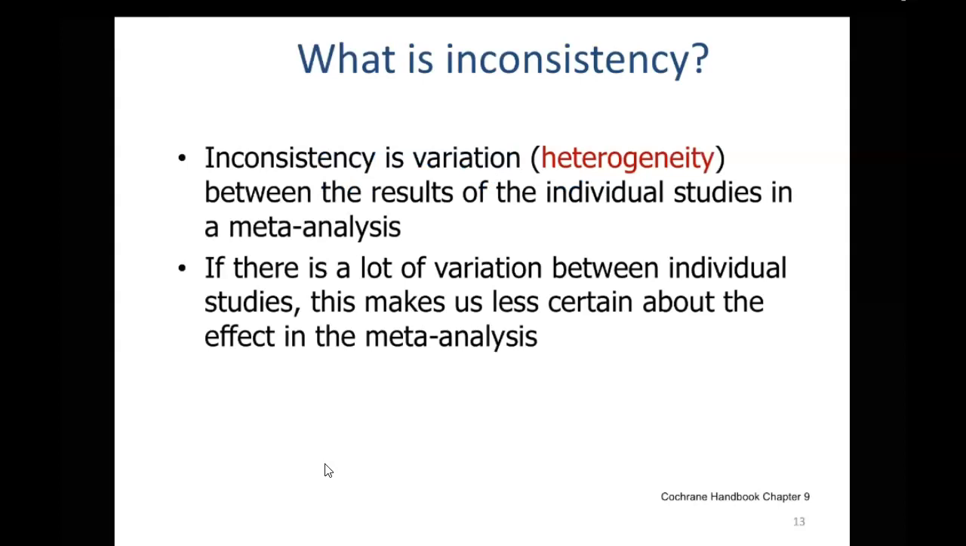Inconsistency. Now, inconsistency is variation or heterogeneity. There's a big jargony word for you. So basically, inconsistency is variation between the results of the individual studies in a meta-analysis. So if there's a lot of variation between individual studies, this makes it less likely to say something certain about the effect of the meta-analysis, right? Because the differences are just too huge.